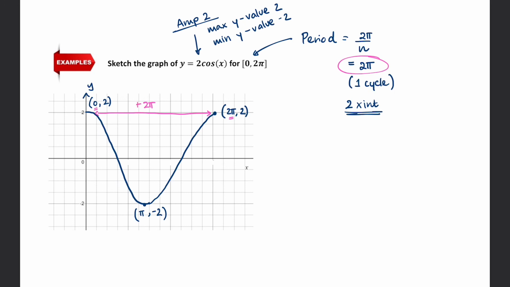Which means, again, if this graph was to be continuous for another cycle, so let's pretend that it went up to 4 pi. So then my ending point here will be 4 pi, 2. And that means that this distance here should also be 2 pi, making that value there 3 pi, -2. So an x value of 3 pi and y being -2.